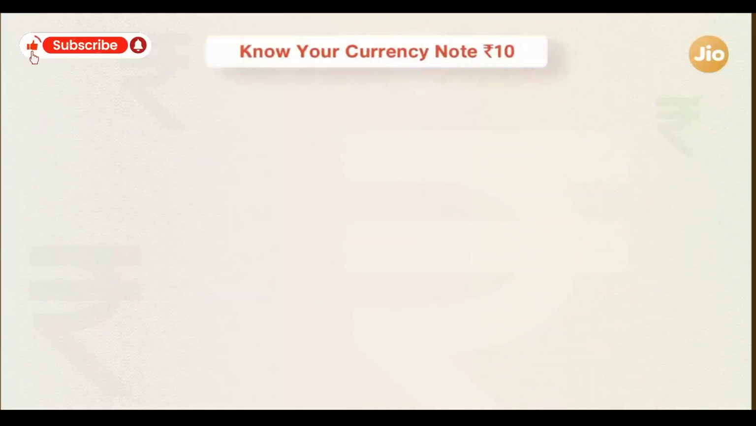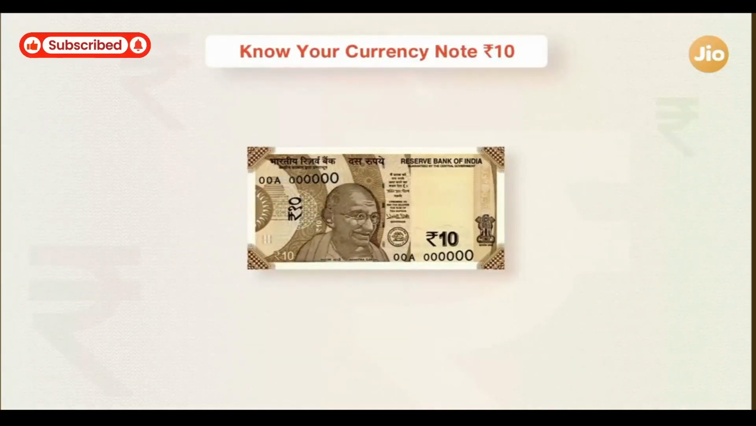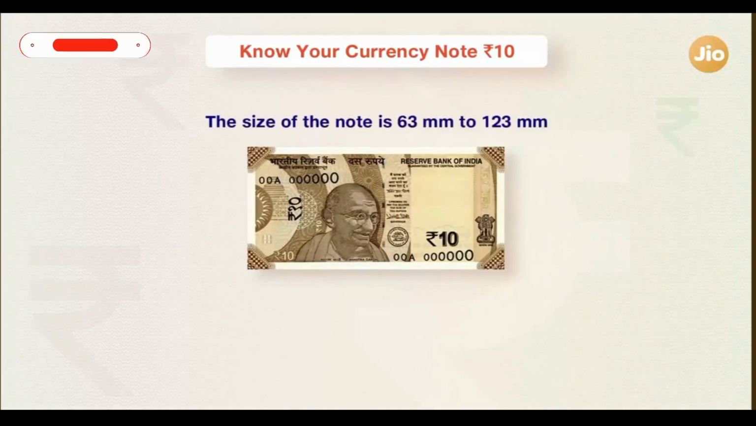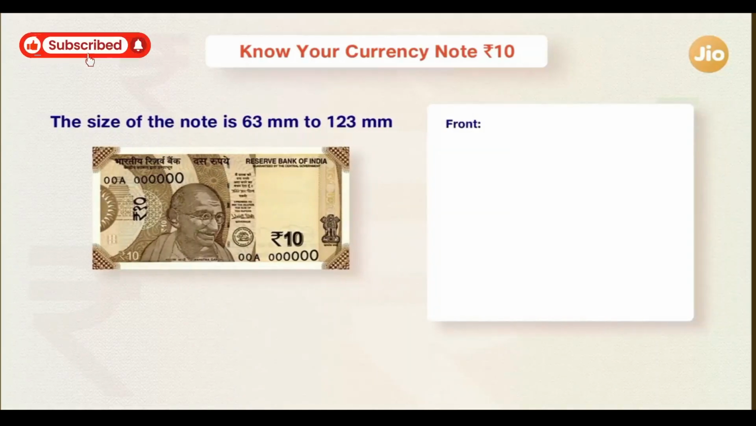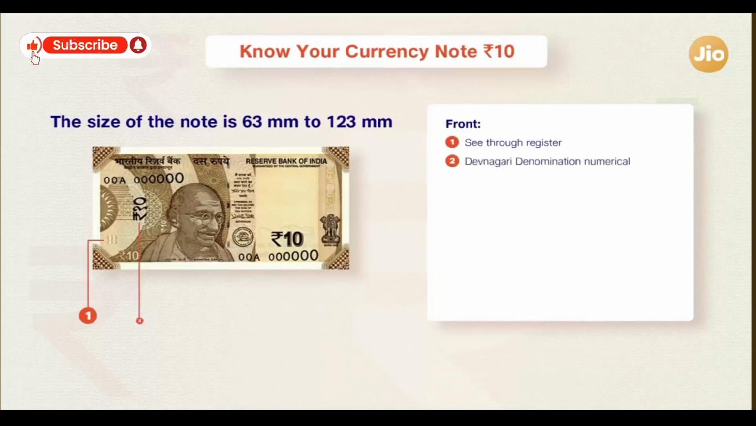Let's have a closer look at the rupees 10 currency note to know it better. First, the size of the note is 63 millimeters to 123 millimeters. At the front, you will find the following. First, the see-through register. Second, Devanagari denomination numerical. Third, portrait of Mahatma Gandhi.